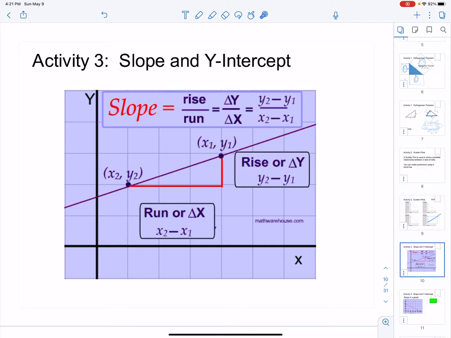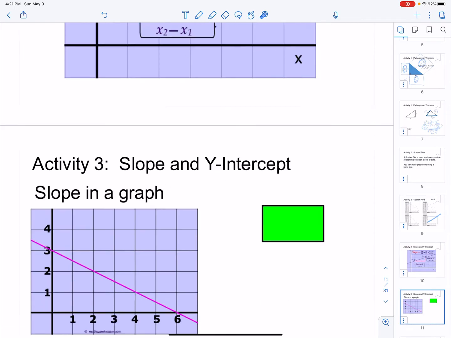So we got to remember that. Sometimes they're going to give you just points and ask you what the slope is. That's where we use our slope formula. And remember that slope formula will be on the formula chart.